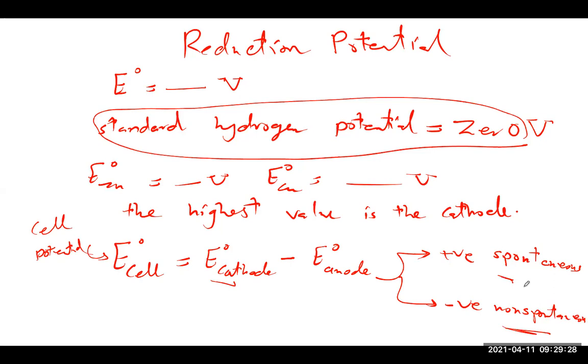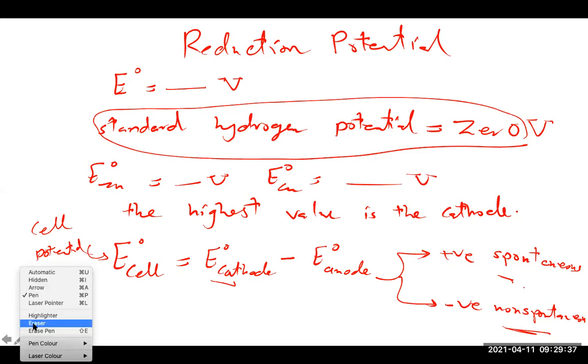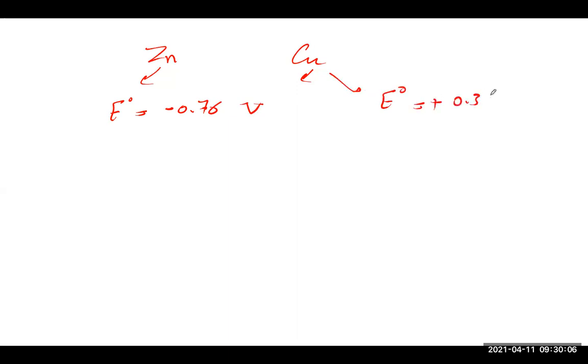This part is very important because he will give you a cell and he will ask if this cell will be spontaneous or non-spontaneous. So let's go back again to the Zn and Cu cell that we drew, a cell composed of Zn and Cu. Let's take the E potential for each one of them. E of the Zn will be equal to minus 0.76 volt, and E of Cu will be equal to plus 0.34 volt.